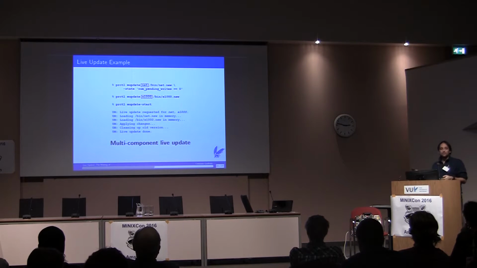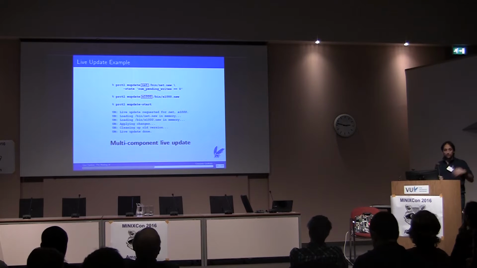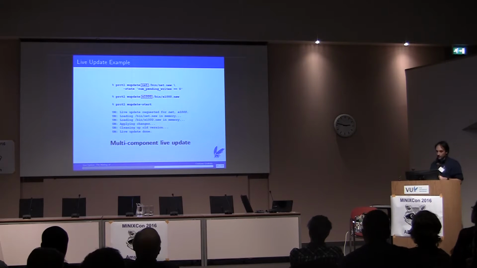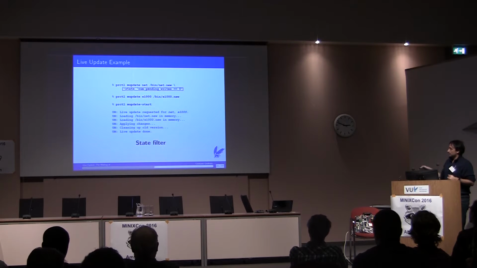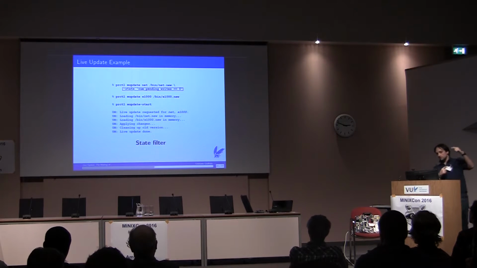In this particular example, we are trying to update the network server and the network driver in the same transaction, and we do this because this update actually changes the protocol between the network server and the network driver. So we want to update them atomically in a single transaction, and at the same time, we want to make sure that there is no interaction between the 2 components in progress.